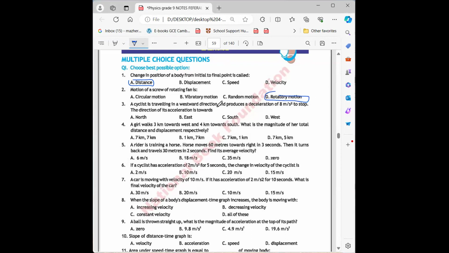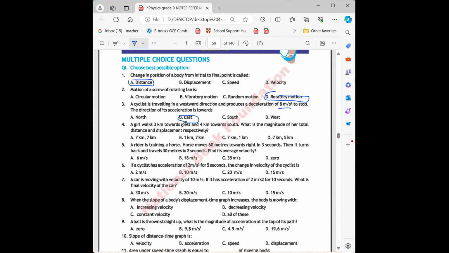And a cyclist traveling in the westward direction produces a deceleration of 8 meters per second squared to stop. The direction of acceleration is towards east. Yes. It would be in the east direction.